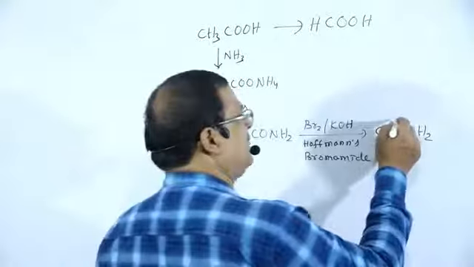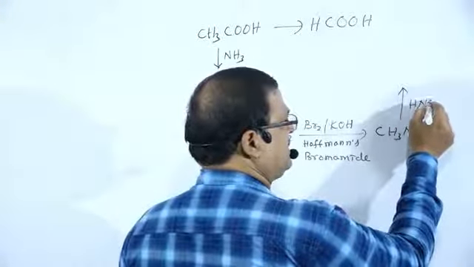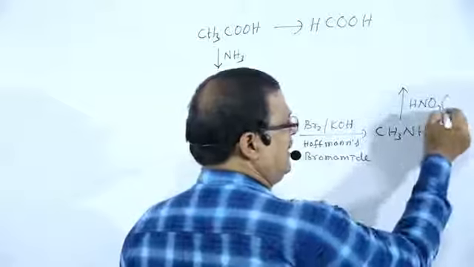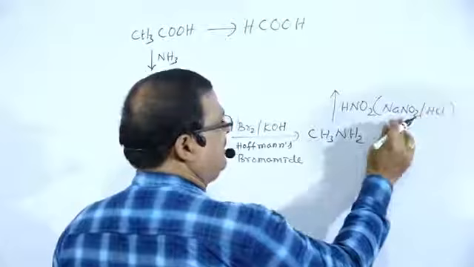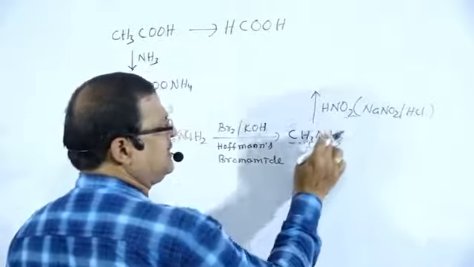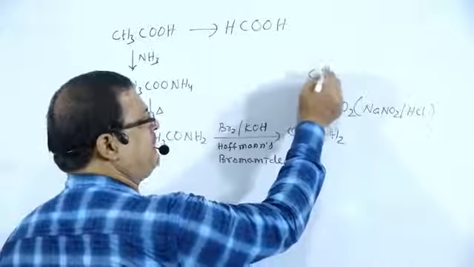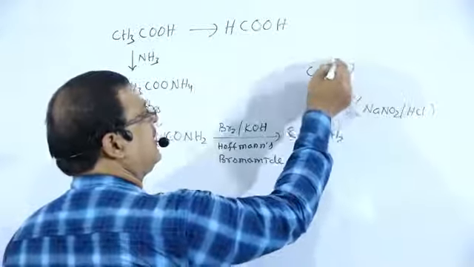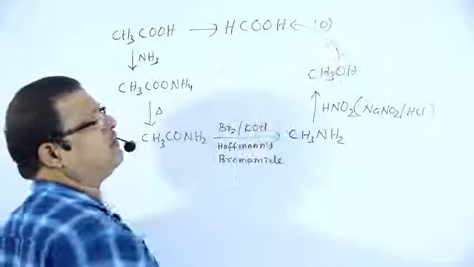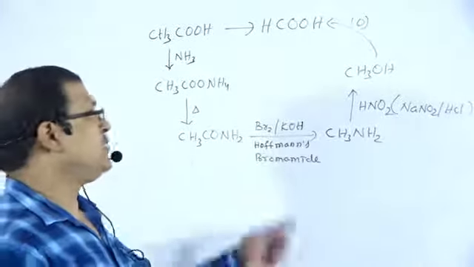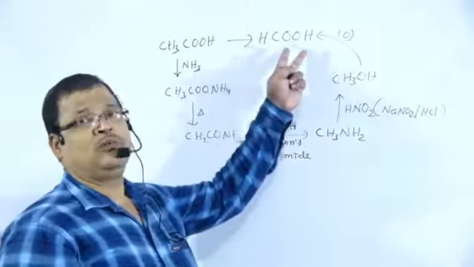So this amine undergoes reaction in presence of nitrous acid, that is NaNO2 and HCl, with the formation of NaCl and HNO2, nitrous acid. So methylamine that is treated with nitrous acid gives the formation of methyl alcohol. Methyl alcohol is oxidized to form formaldehyde, which is further oxidized to form formic acid. This is one of the methods for the conversion of acetic acid to formic acid.